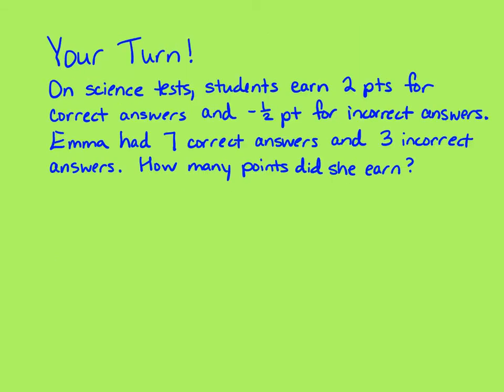Okay, so I'm going to let you try a problem. On science tests, students earn 2 points for correct answers and negative half a point for incorrect answers. Emma had 7 correct answers and 3 incorrect answers. How many points did she earn? Go ahead and pause and try this problem, then come back once you've finished.